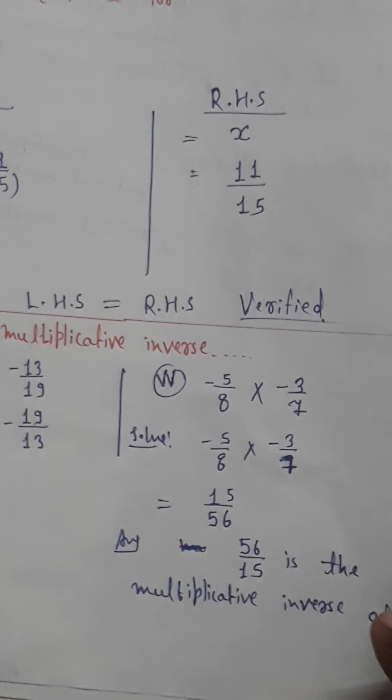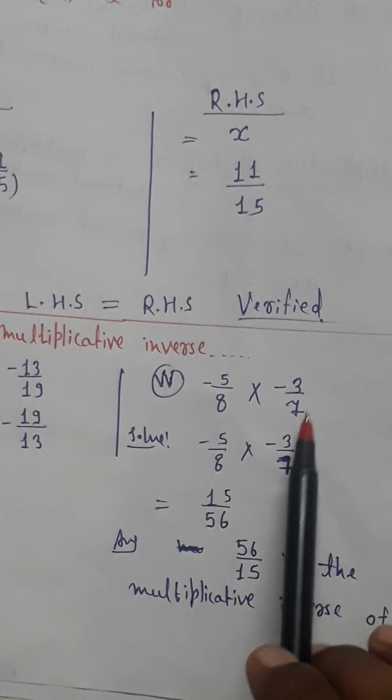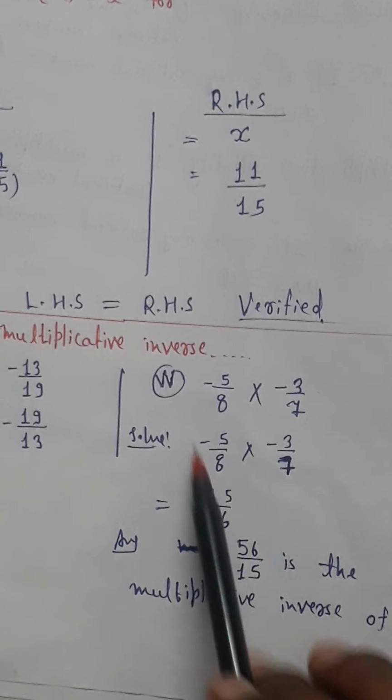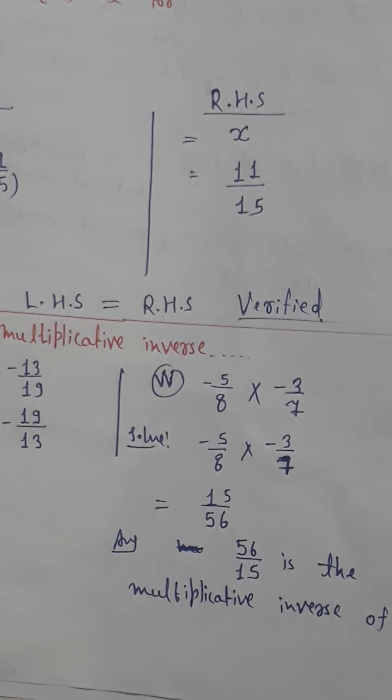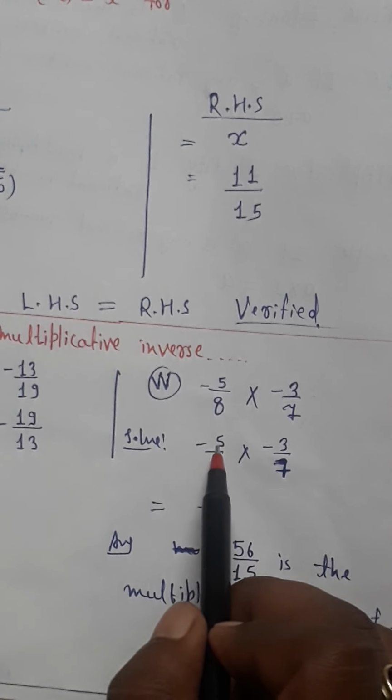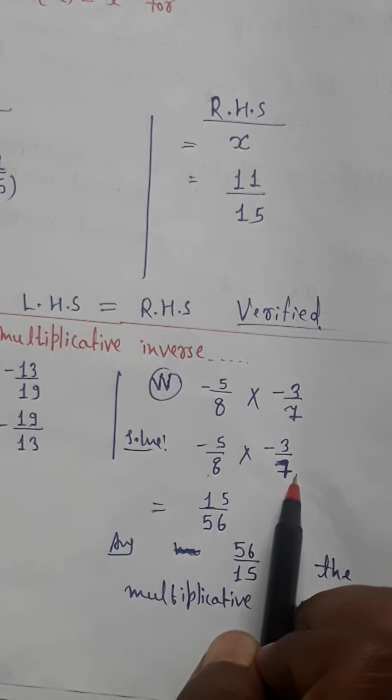Your next question is minus 5 upon 8 into minus 3 by 7. First of all, we will solve this, then we will find the multiplicative inverse of it. Very simple: we will multiply numerator with numerator, denominator with denominator.